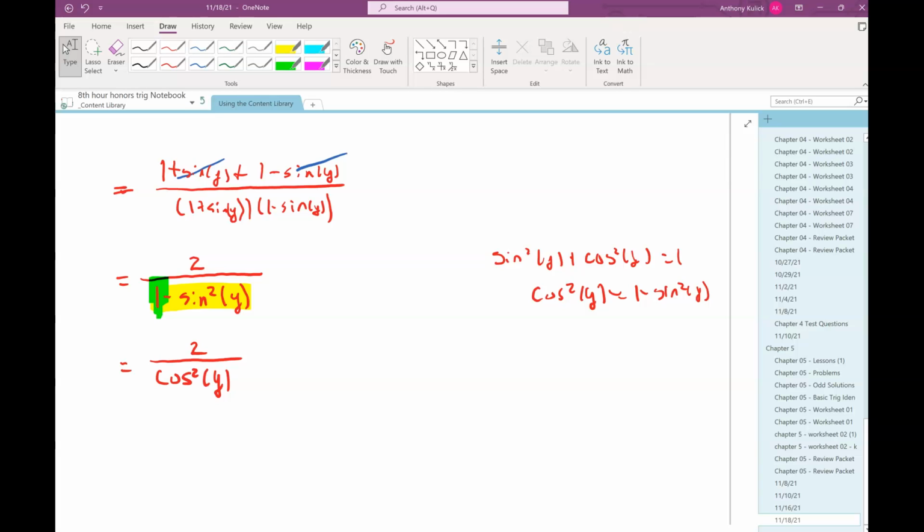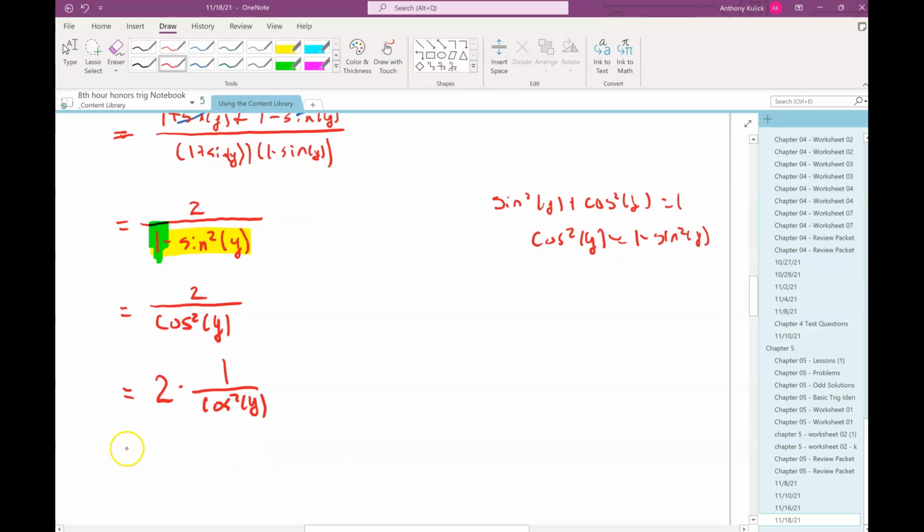Now we have one thing in the numerator, one thing in the denominator. The only improvement we can make from here is if we can get rid of the fraction, right? So the way that I would think about this would be 2 times, and I need a parenthesis, 1 over cosine squared. And I like doing that because now it's in the form to use one of the reciprocal identities. So 1 over cosine squared is just secant squared. And that's as good as we can do.